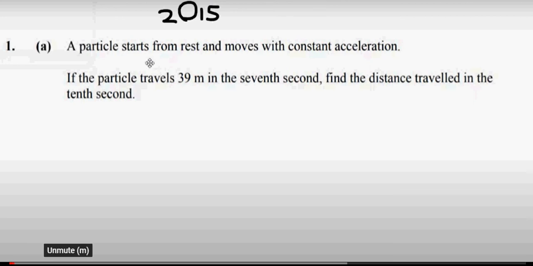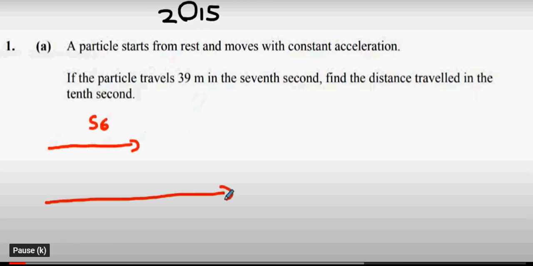Now, what we have for us is: a particle starts from rest and moves with constant acceleration. The particle travels 39 meters in the 7th second. Find the distance traveled in the 10th second. Now, what's written down there is S6 and S7.